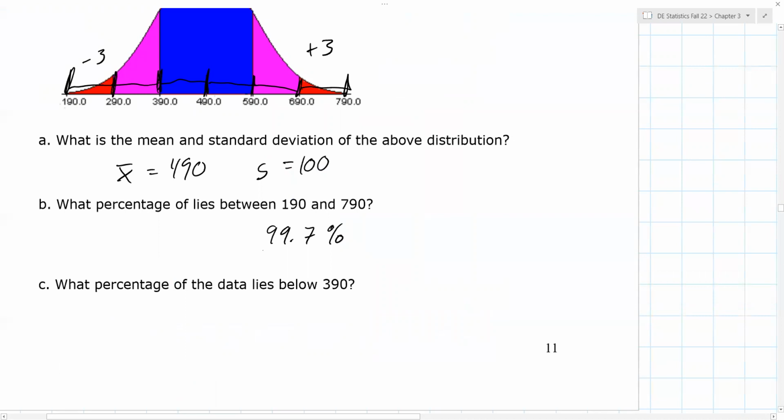Questions on that? Awesome. If you have questions, always use that help button. Let me know, and I can go over or clarify anything that you have.